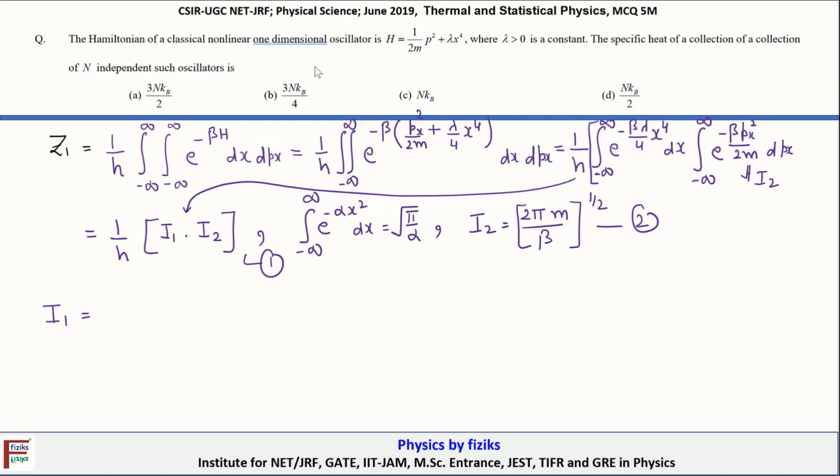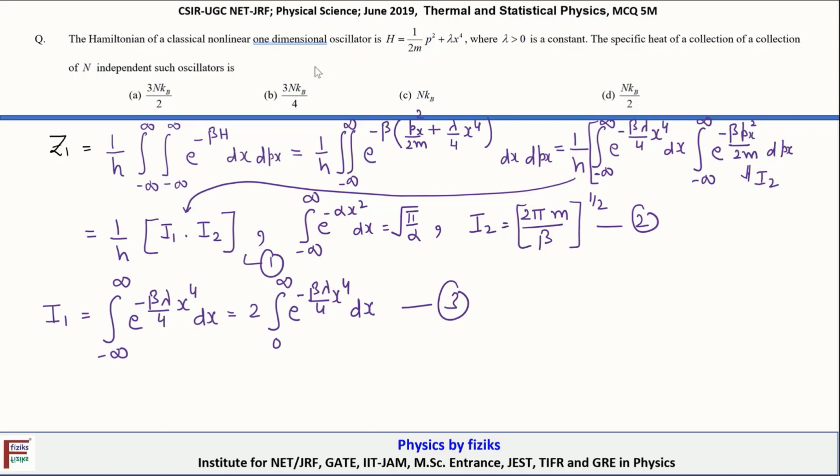I1 is equal to the integral from minus infinity to infinity of exponential minus beta lambda by 4 x power 4 dx. Okay, and this can be further rewritten as 2 times the integral from 0 to infinity of exponential minus beta lambda by 4 x power 4 dx. Okay, so now we have to solve this integral.